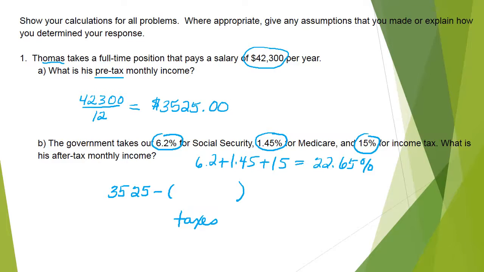So to figure out that amount, you take your $3,525, your pre-tax income, and you multiply it by the percentage. But we need to convert this percentage to a decimal, so it's 0.2265. We want to move that decimal place over 2, and that is going to give us an after-tax income of $2,726.59. So that would be our after-tax income.